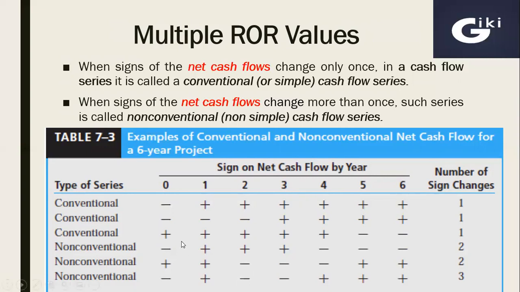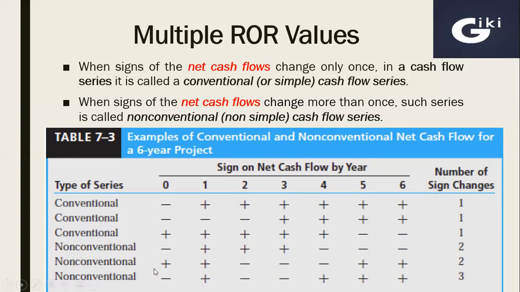Then in the third case, we have positive cash flows from year 0 to 4 and negative from 5 to 6. One sign change, so this is again a simple cash flow series. Then in the fourth case, negative cash flows at time 0, positive from 1 to time 3, and again negative from 4 to 6. So the sign is being changed twice.